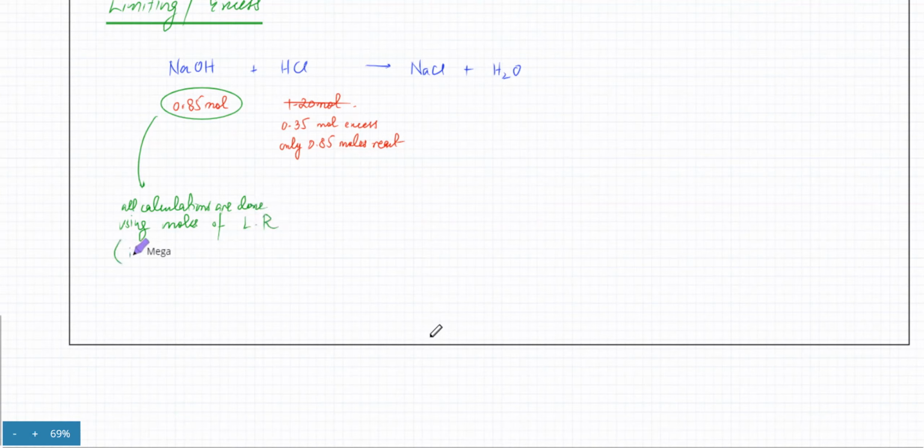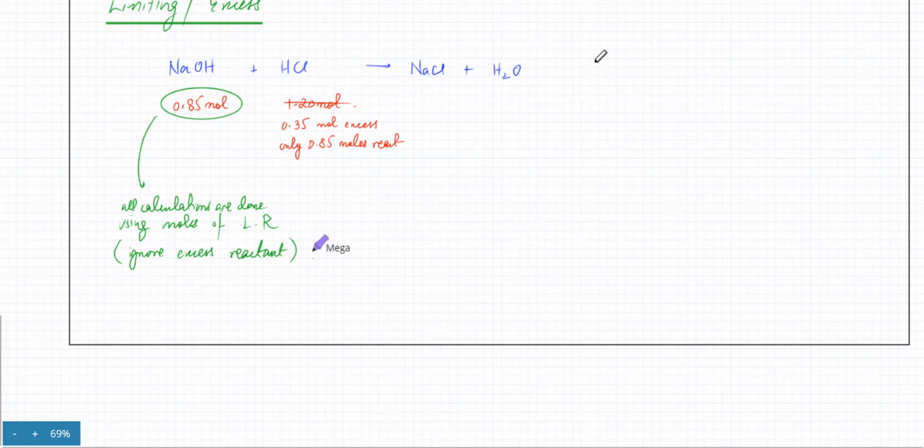Okay, and always remember, ignore excess reactant moles. This 1.2 should not take part in the calculations. Why? Because 1.2 moles is not reacting. A lot less is reacting.